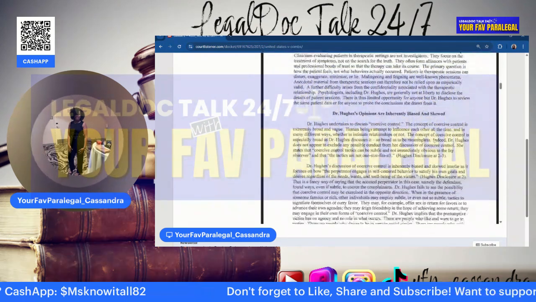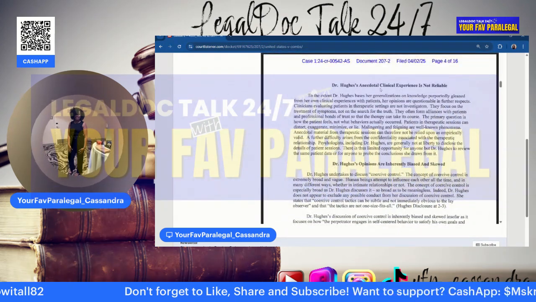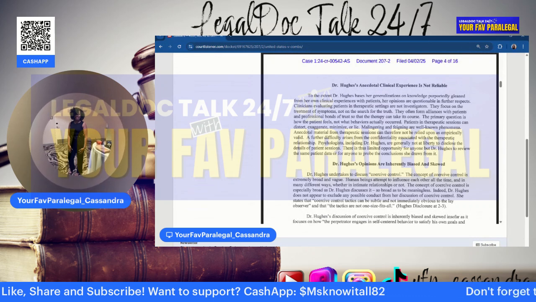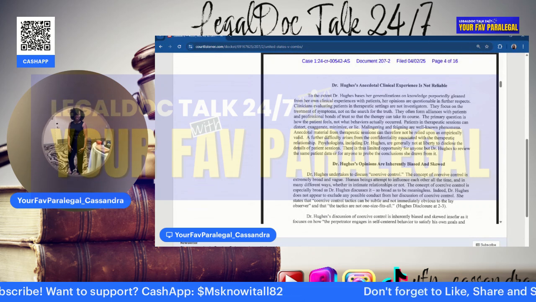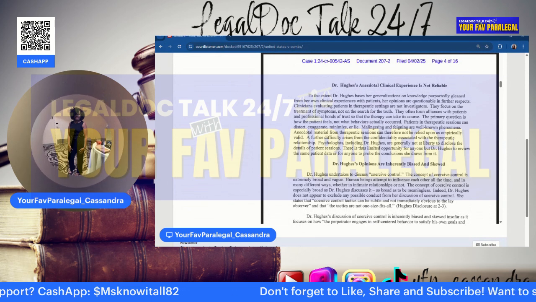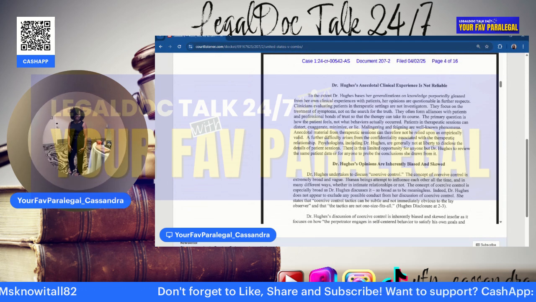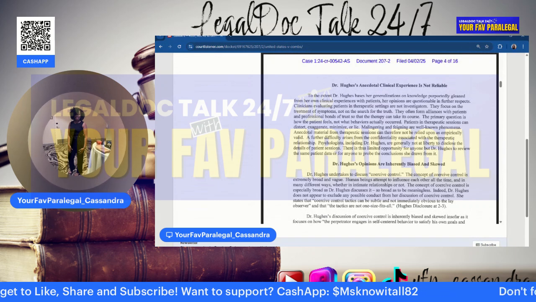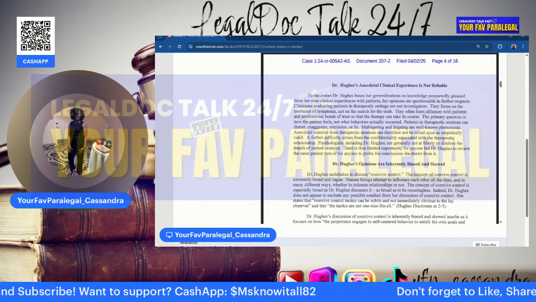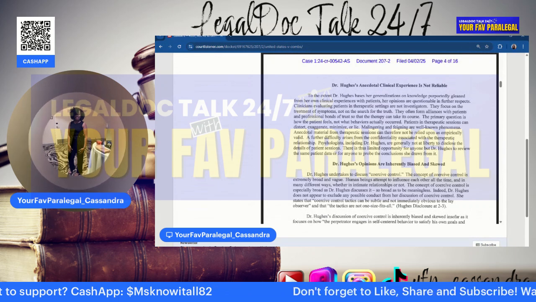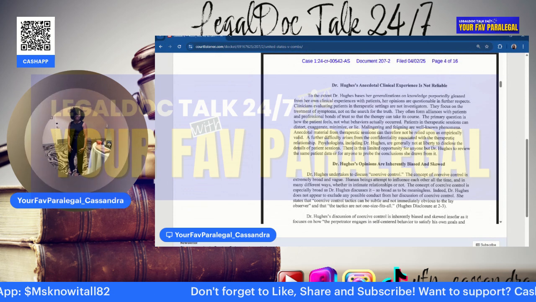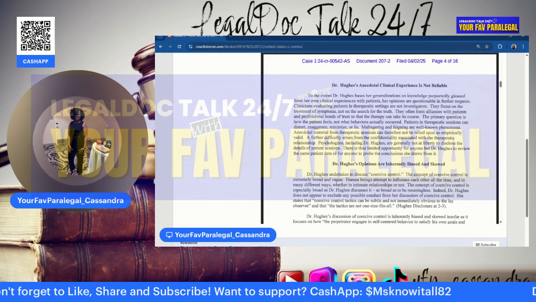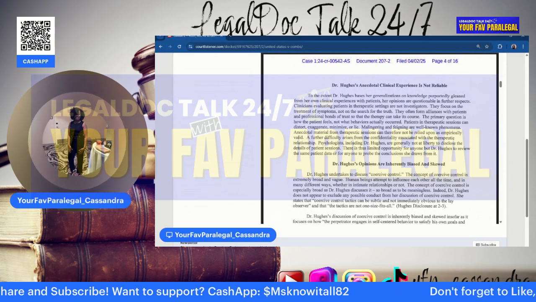Let's see. He also says that Dr. Hughes' anecdotal clinical experience is not reliable. It says to the extent Dr. Hughes bases her generalizations on knowledge purportedly gleaned from her own clinical experiences with patients, her opinions are questionable in further respects. Clinicians evaluating patients in therapeutic settings are not investigators. They focus on the treatment of symptoms, not on the search for truth.